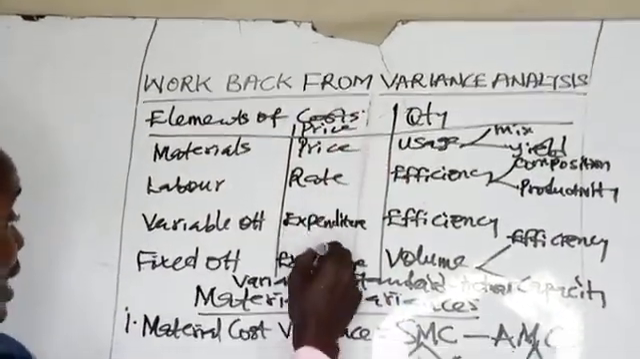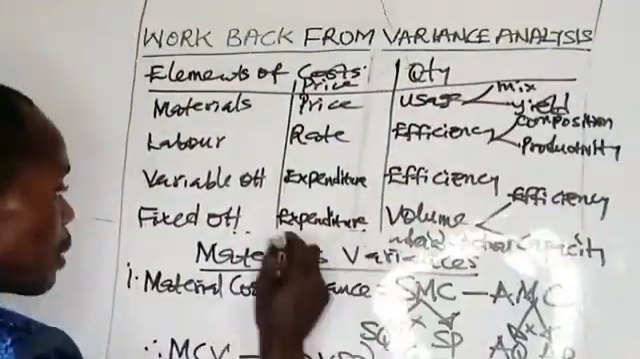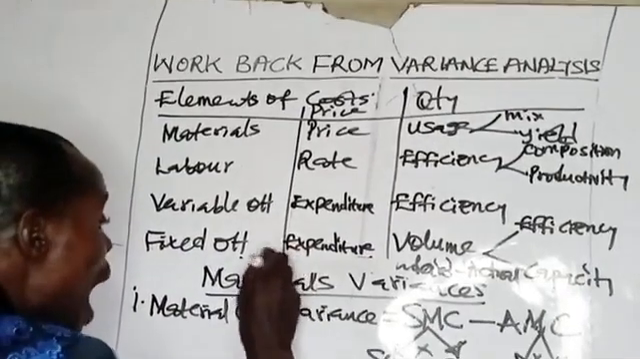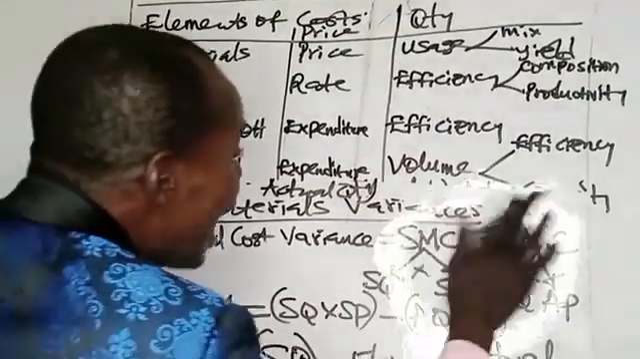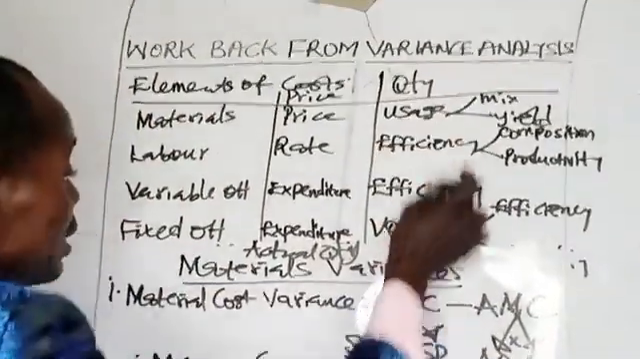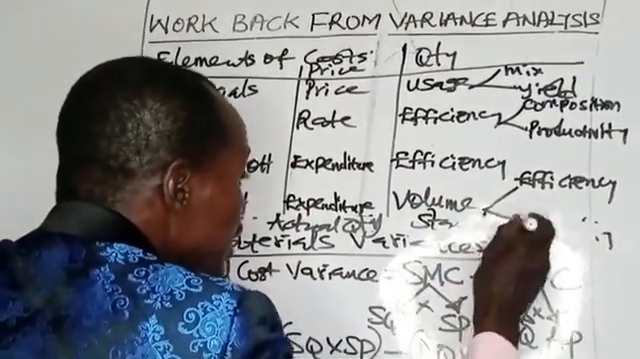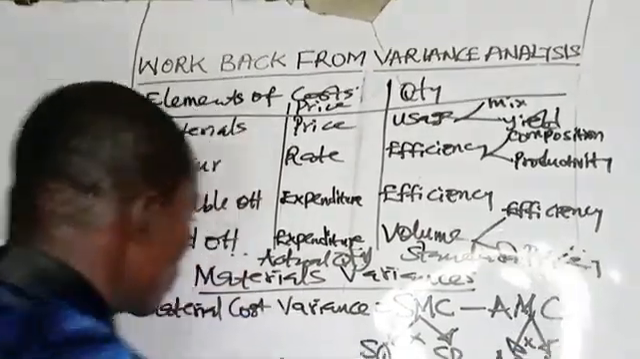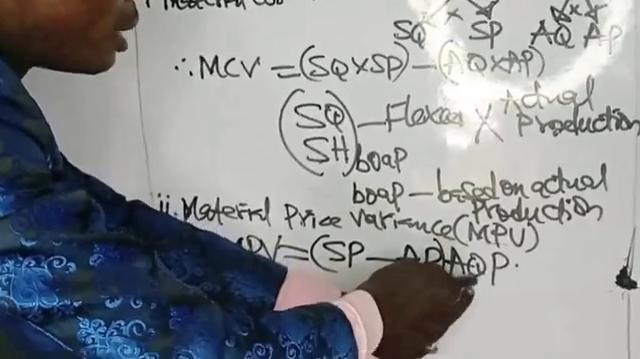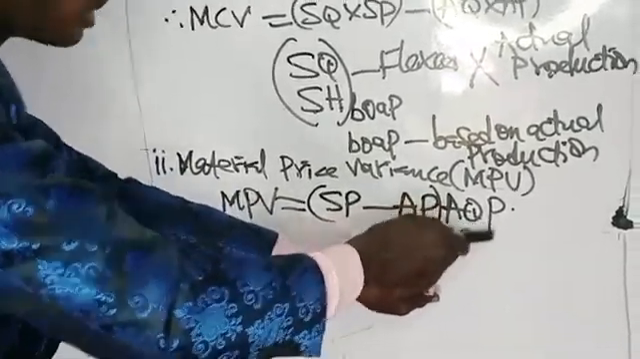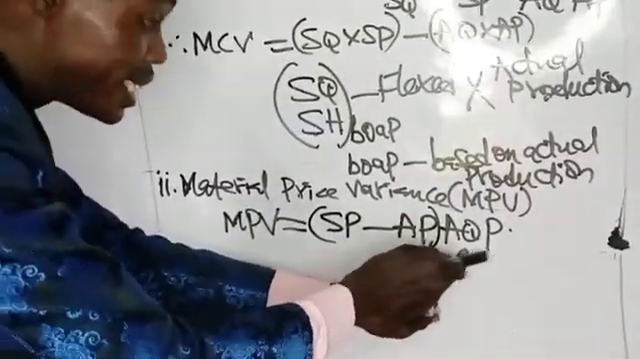Anytime you are calculating anything under this heading, the weight should be quantity, and the quantity to use must be actual quantity of the element. If you are calculating anything under the quantity variance, the weight should be price, but the price to use must be standard price of that cost element. Standard price. Take note of that. Since we are calculating price variance, that is why we have the weight as the actual quantity. As I have said, actual quantity. That is what we have as the weight here.